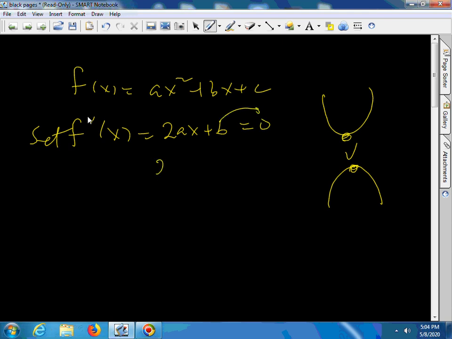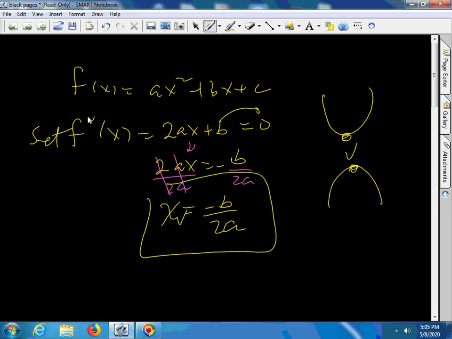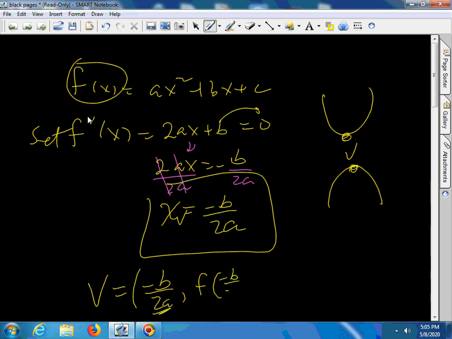We'll bring the b over, so 2ax is negative b. Now, we divide by what we don't want here. We only want x, so we divide both sides by 2a, and there's the x value of the vertex. So the vertex will be at negative b over 2a, and I call the function f, and the y value will always be f of the x value. And as you notice, that was a bit quicker, so go and study calculus so you can do this stuff more easily.